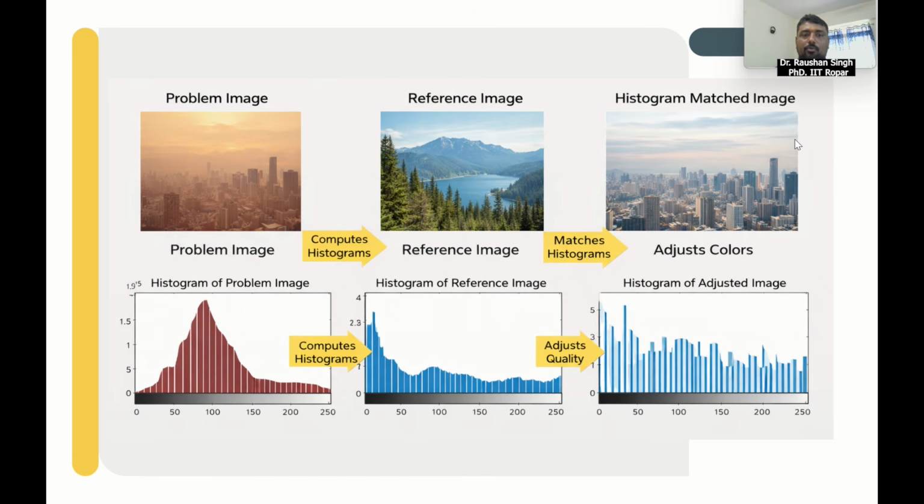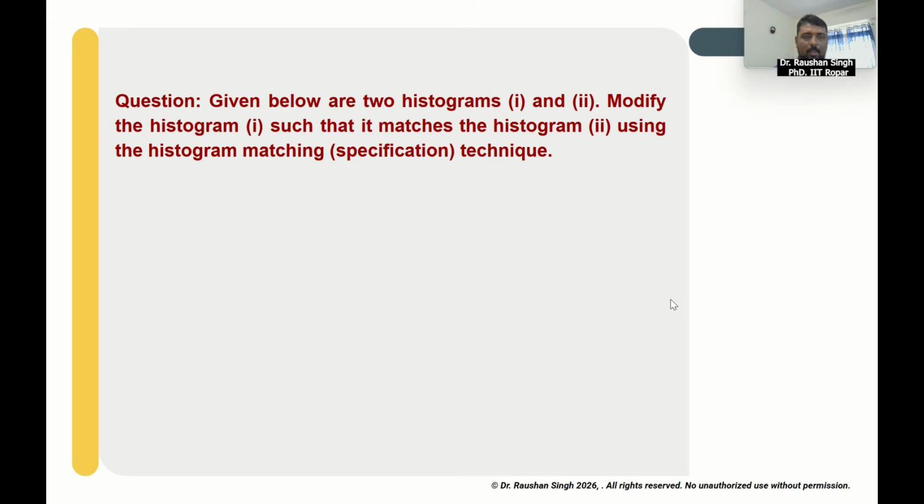Now how are we going to do that? We have this histogram, and we have to achieve this histogram, which we are going to identify right now. So the question will be like this: given below are two histograms, 1 and 2. Modify histogram 1 such that it matches histogram 2 using the histogram matching technique. Okay, so let's have the question.